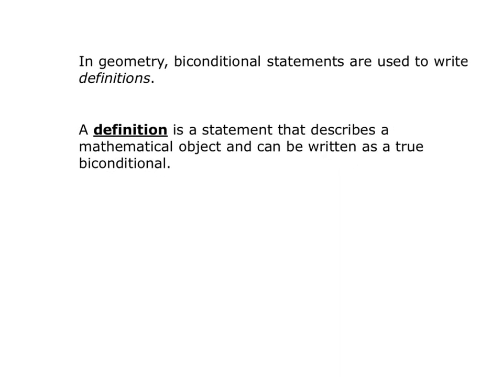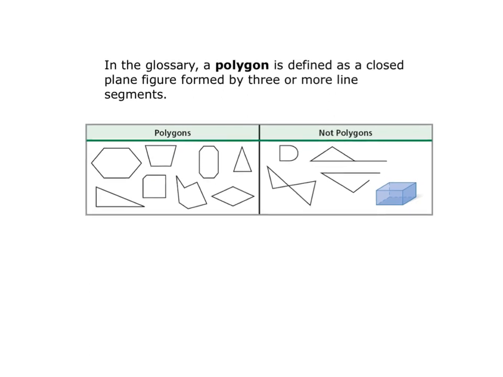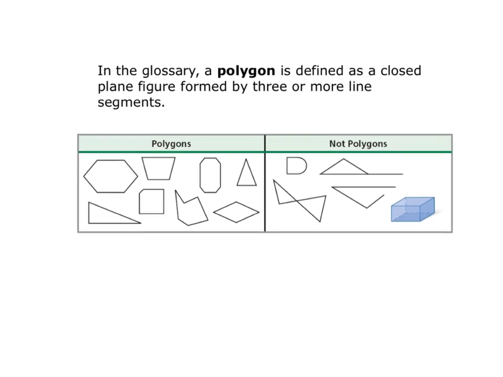In geometry, biconditional statements are used to write definitions. A definition is a statement that describes a mathematical object and can be written as a true biconditional. So in the glossary, a polygon is defined as a closed plane figure, so it has to be closed, formed by 3 or more line segments.